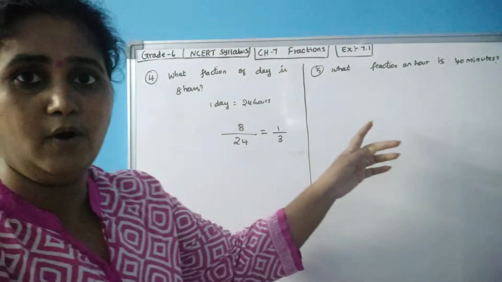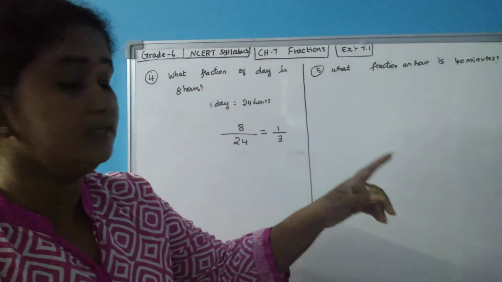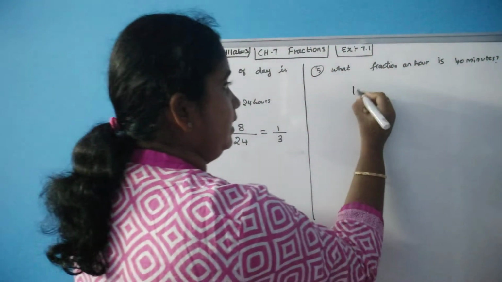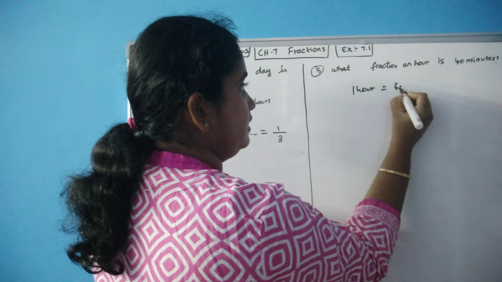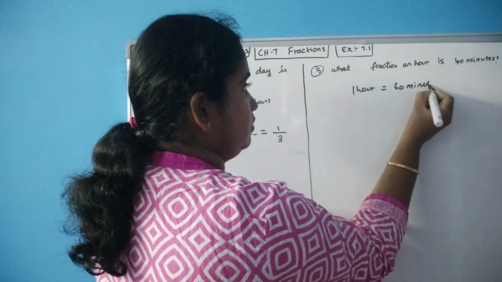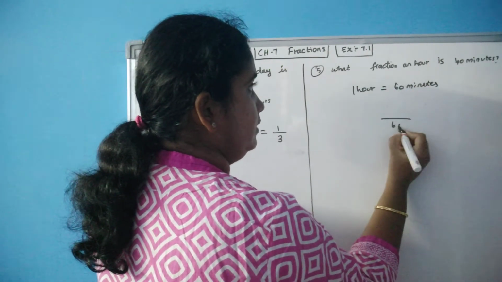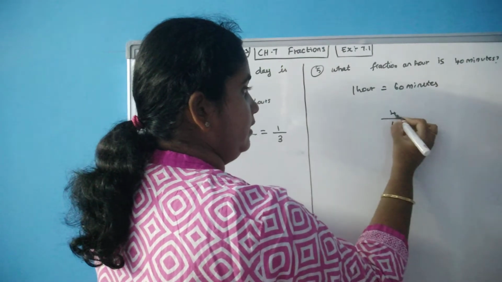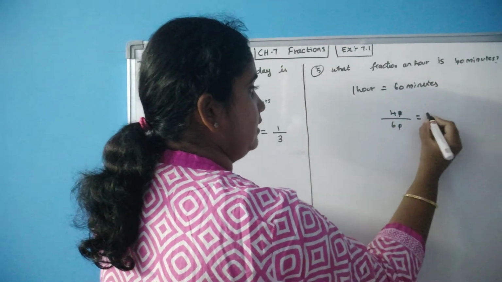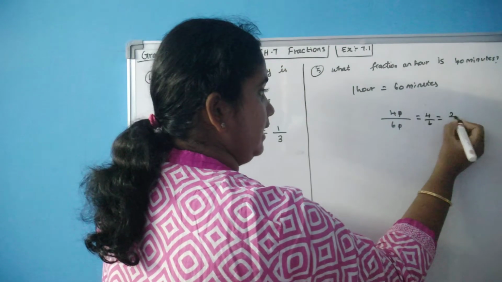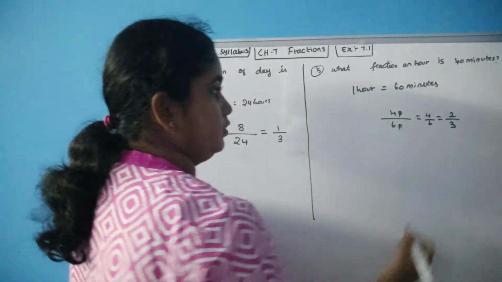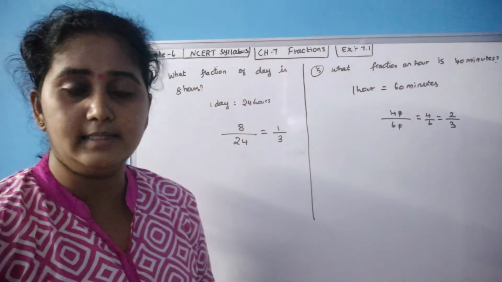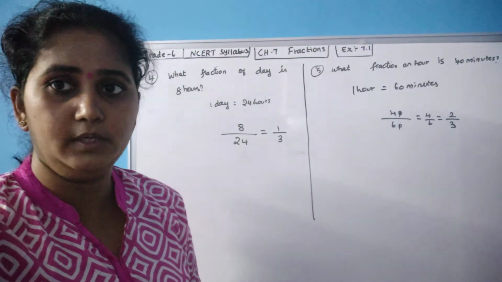Next see this sum. What fraction of an hour is 40 minutes? 1 hour is equal to 60 minutes. So we found the denominator to be 60. What is the numerator? The numerator is 40. So 0 and 0 cancel. 4 by 6. 4 by 6 can again be written as 2 twos are 4, 2 threes are 6. 2 by 3. So this is your answer. Now we will move on to the next sum.